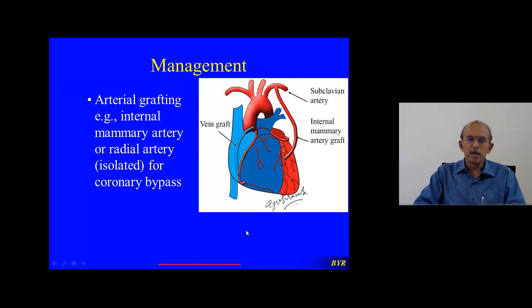So the procedure is bypass grafting. You do it with veins, prosthetic material, or with arteries. So this is the operation of choice in atherosclerosis. You can see here this is a vein graft. For example, there is a plaque in the right coronary artery. So a graft is placed between the aorta and the right coronary artery distal to the plaque.